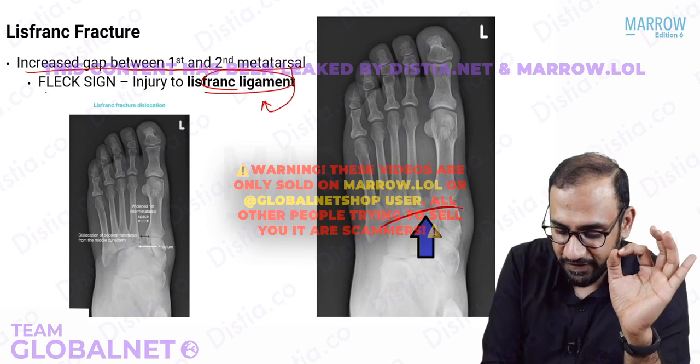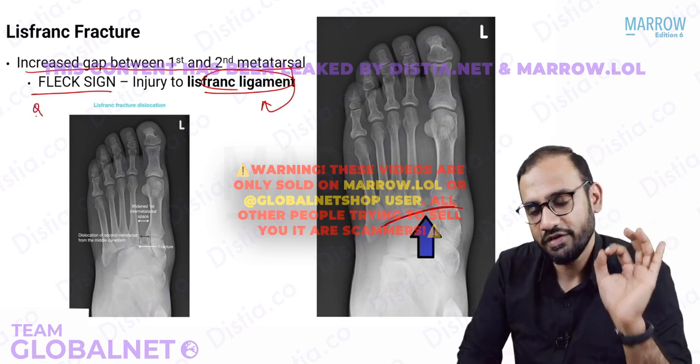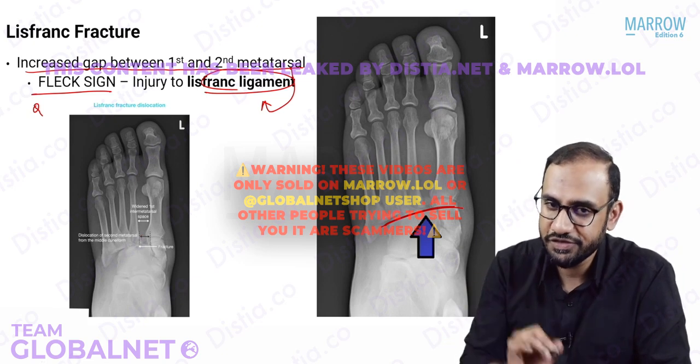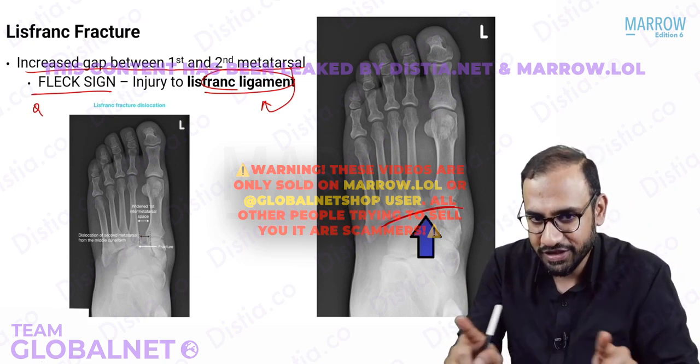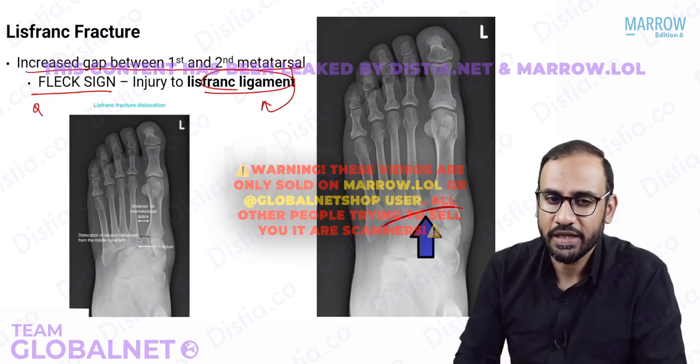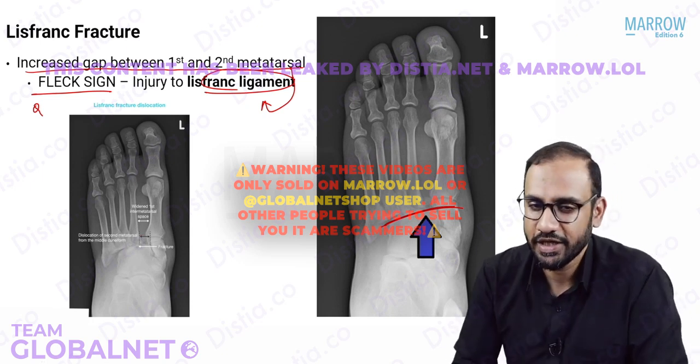This is known as the fleck sign. So the fleck sign is seen in Lisfranc's fracture where there is injury to the Lisfranc ligament leading to divergence between the first and the second metatarsal, or increased gap between the first and the second metatarsal.